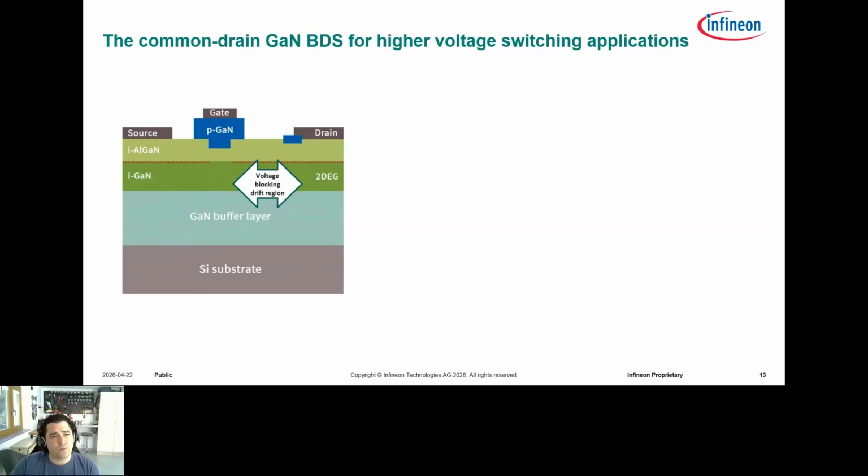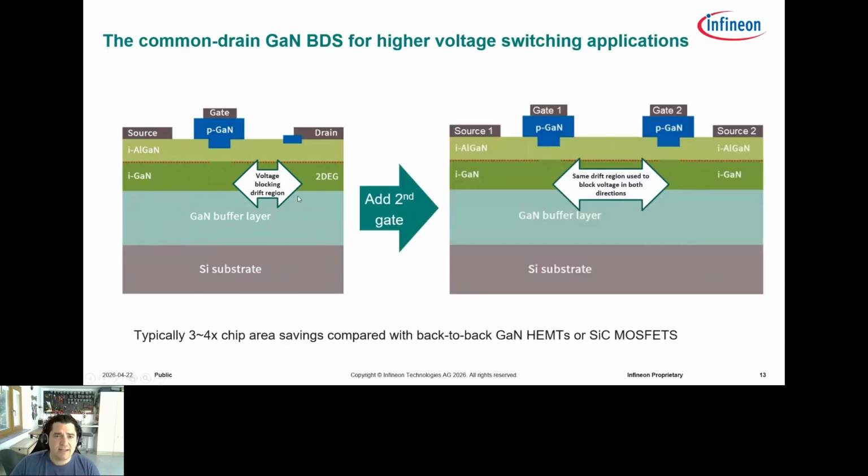So if we were to move the source really far away and have two different drift regions to block the voltage in two different places, it would be very large. It would be the size of back-to-back MOSFETs, but not in a very compelling way. So we have another trick here. For this higher voltage, instead of moving the gate, we add a second gate.